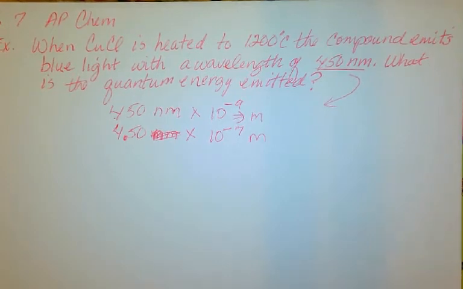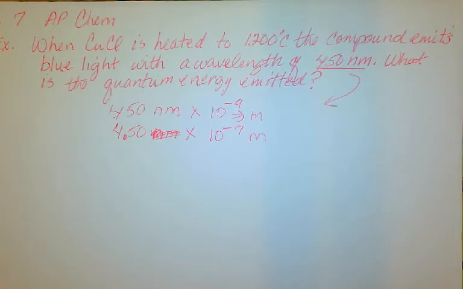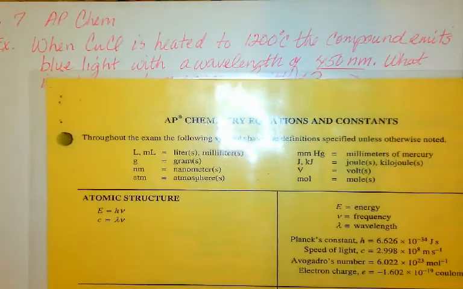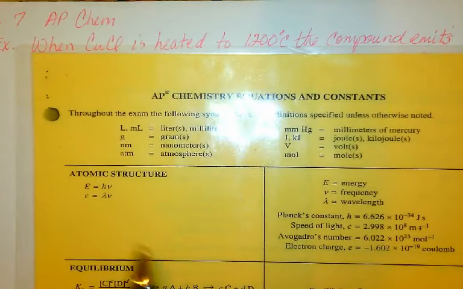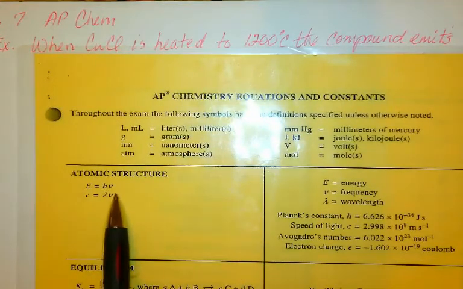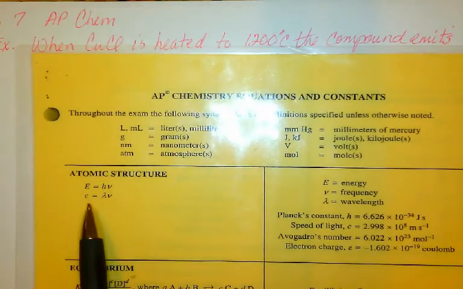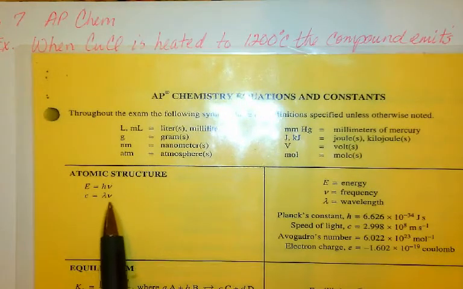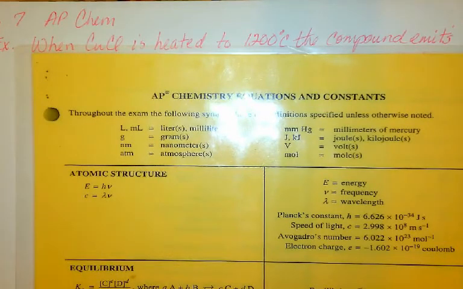All right, so what equation should we use? Well, there are several given to you on the official AP sheet, but there's really only 2. We have E equals hv, where h is Planck's constant and v in this case is the frequency, and we have c, the speed of light, is equal to the wavelength times the frequency. You're going to notice that the constants are all listed here, even for the charge of a single electron in coulombs. Planck's constant and the speed of light are listed there.